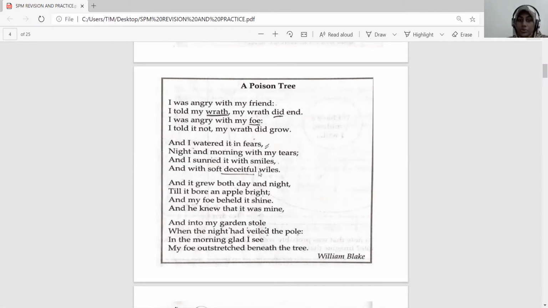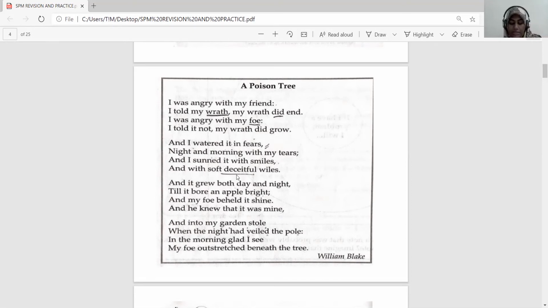Okay, so stanza 2 is about how he grew his anger. The water was the source of his fears and tears, and it's like a real plant. He's taking care of the plant, right? Okay, the third stanza: and it grew both day and night. He's pouring water and giving enough attention and sun, so definitely it will grow. Till it bore an apple bright. So it has come up with a hasil. It has produced. Okay, and my foe beheld it shine, and he knew that it was mine.